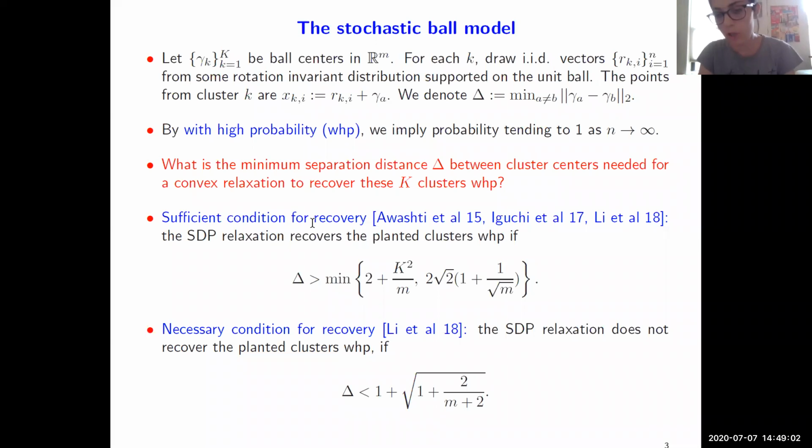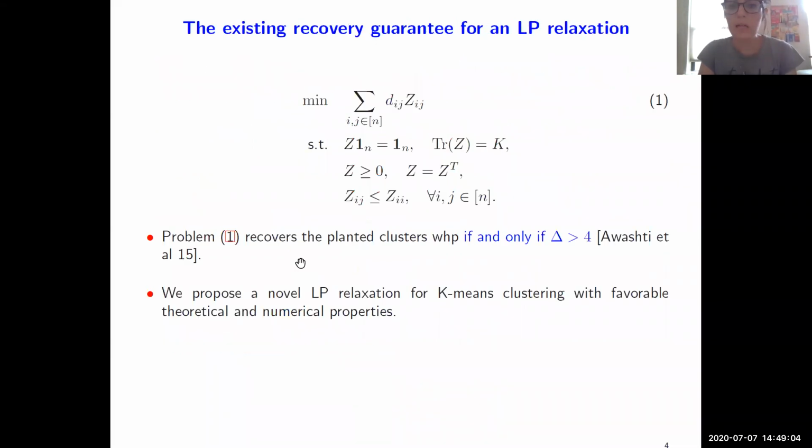So what about LPs for K-means clustering? Actually, there's one result on the recovery properties for an LP relaxation, and that's as follows. Here I have the LP. As you can see, it's very easy. You just take the SDP relaxation that we had, remove the positive semi-definiteness condition, and replace it by these constraints that say the off-diagonal entries should be less than or equal to the diagonals. So it's an easy LP. If you write the problem as a 0-1 integer program and then relax the binary requirement, this is the LP you get.